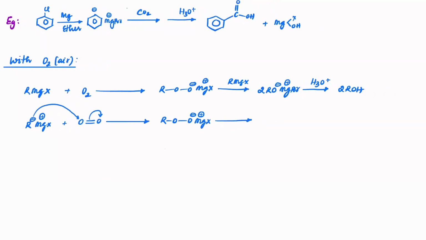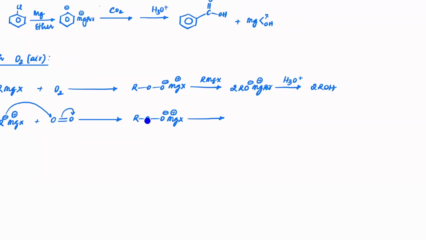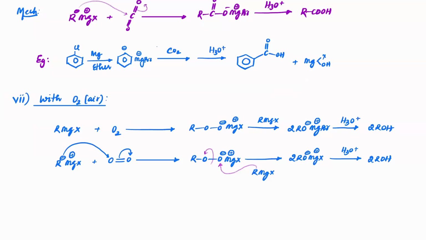Okay. And once you get that here, now you know that single bonded oxygen and oxygen are highly unstable. So they are very prone to break. So as RMgX reacts, this can easily connect onto this oxygen. Here the bond breaking will take place, and you will get 2 moles of RO minus and MgX plus, followed by hydrolysis, which will give us 2 moles of alcohols. Okay, so simple mechanism. So if you react with air, you will get this product.